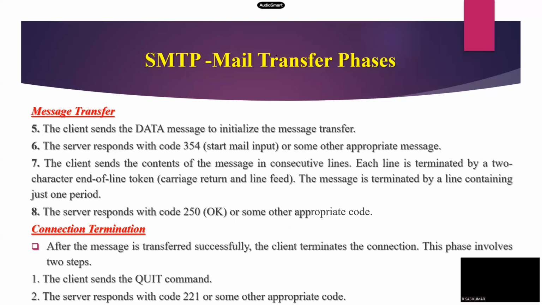After transferring the mail from the client to the server, the third phase is connection termination. How does it happen? After the message is transferred successfully, the client terminates the connection. This phase involves 2 steps. The client sends the quit command. I already told you in the command format, quit is nothing but exit. And the server responds with the code 221 or some other appropriate code. This is the way to terminate the connection.